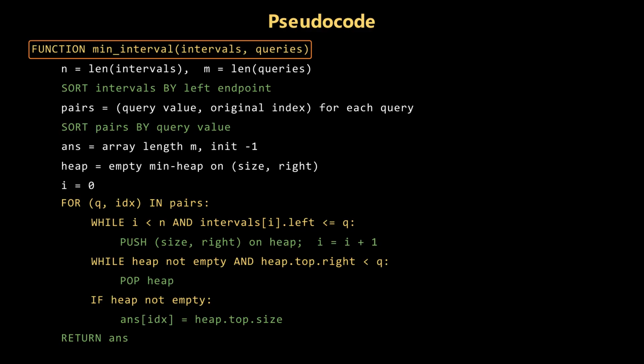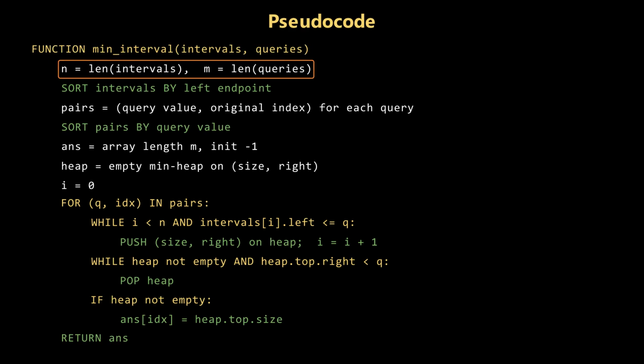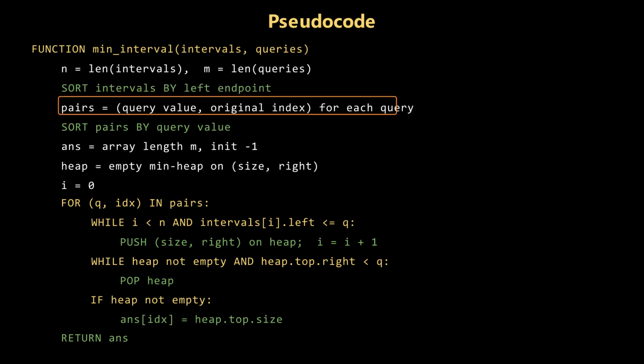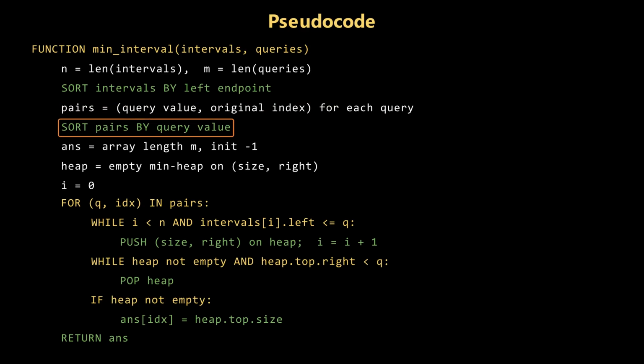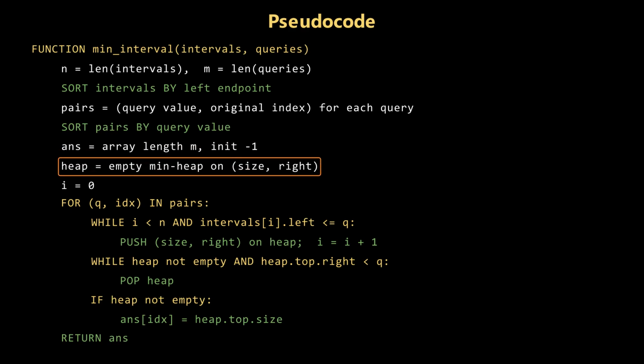Routine: for each query, smallest covering interval size, or -1. n counts intervals, m counts queries. Sort intervals by left so we can add them in order as the sweep moves right. Remember each query value with the index it came from in the input. Sort those pairs by query so we visit queries left to right on the line. Allocate the answer array, -1 means no covering interval. The heap stores active candidates by interval size, then right end. Pointer i tracks the next interval that might still be pushed.